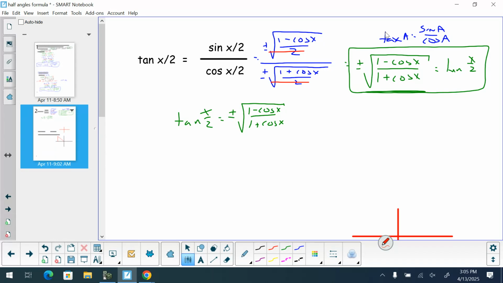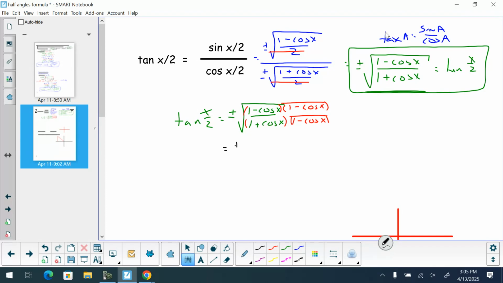If we multiply underneath the radical by 1 minus cosine of x, the top and bottom. Once again, what we are creating is equivalent fractions by multiplying top and bottom by the exact same thing. When we do that, we change the look of the fraction, but the fraction is still equal. So we're going to multiply top and bottom by that.